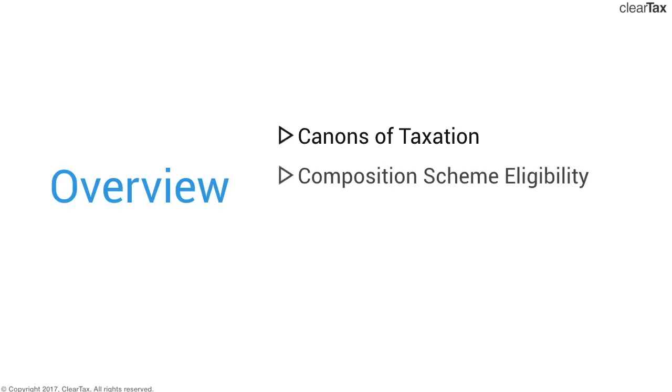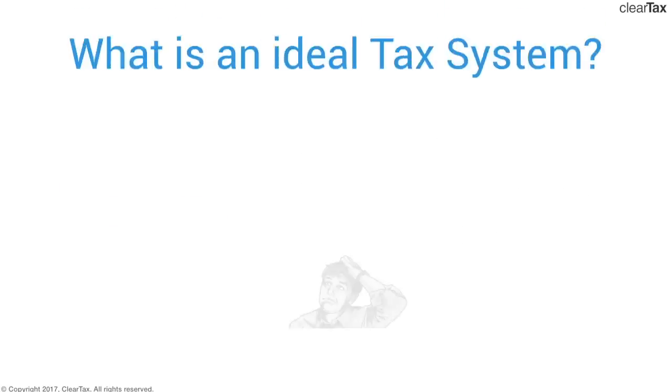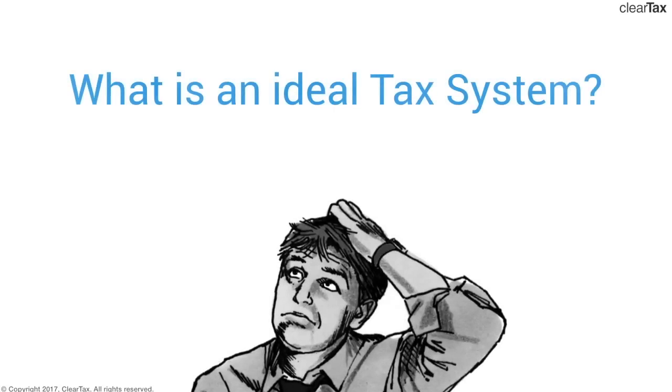We'll be looking into all the 9 canons before moving on to check how the composition scheme nails a few of the canons. We'll check out the eligibility criteria to opt into the scheme so you know whether you ought to proceed or not. And then we'll deep dive into all aspects of the composition scheme and give you the factors to take into consideration before deciding to opt into the scheme or not. So let's begin.